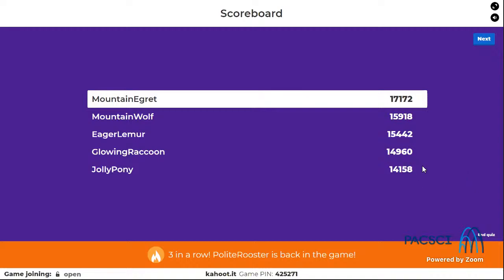With one round less left, we'll have to see. It is interesting, our two mountain climbers are at the top of the scoreboard, but not that far ahead of mountain lemur, glowing raccoons, and a very happy pony. All right, let's do this. Last round. As we said, the last round is more about PacSci, about our partners, and a few other things. So sort of a general round.